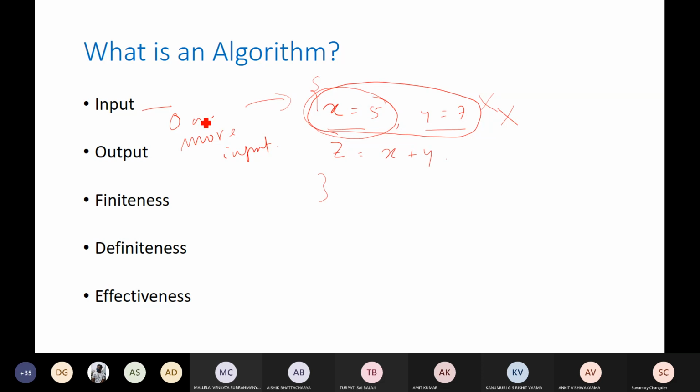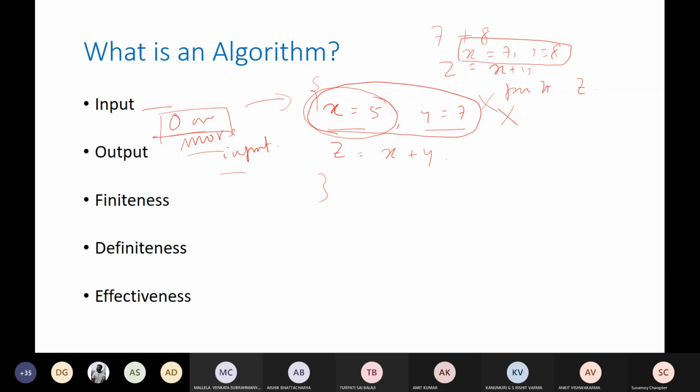So an algorithm may have 0 or more inputs, because in some cases, suppose we want to write an algorithm to add 7 plus 8. We can easily write x equals 7, y equals 8 and z equals x plus y, then print z. This is also an algorithm, but here we are not taking any input from the user. Therefore here the input size is 0.